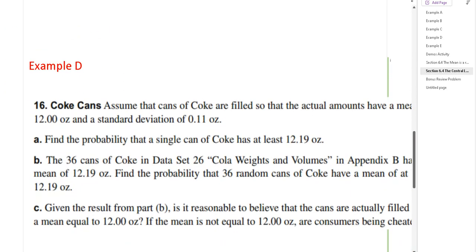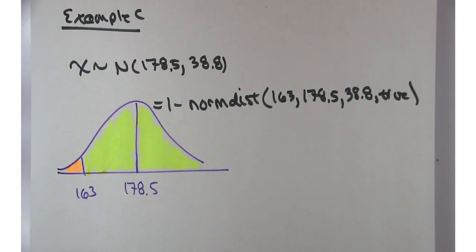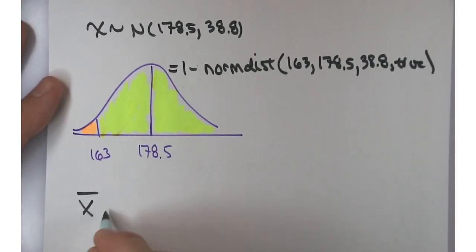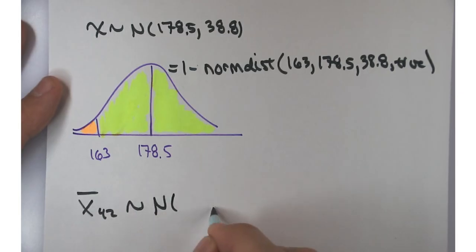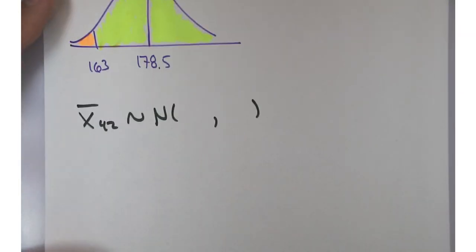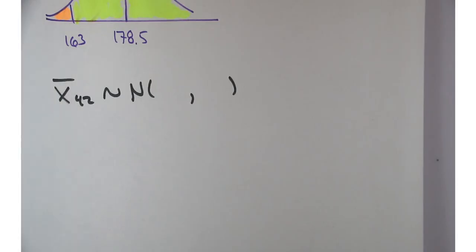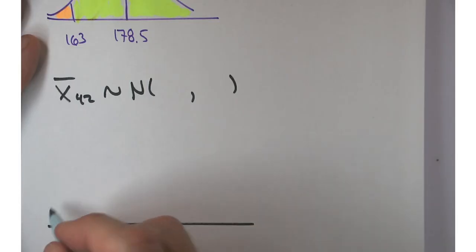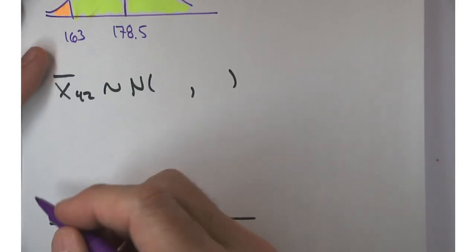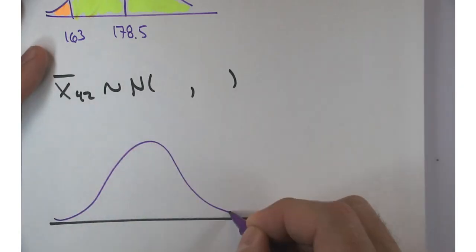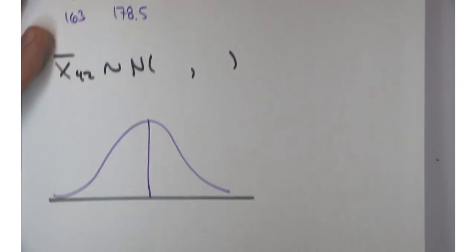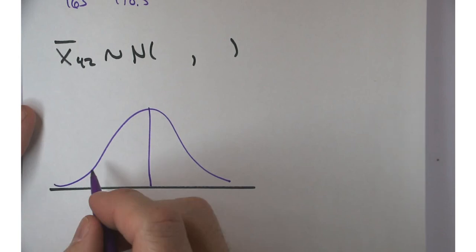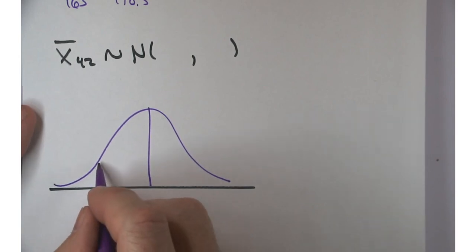We want the distribution of the sample mean for samples of size 42. What's that distribution going to be? Try and write that out for yourself. If you're watching this later, then maybe pause the video. Watch it after you've tried to answer it yourself. So I want something like that here. Still going to be looking for an area to the right.